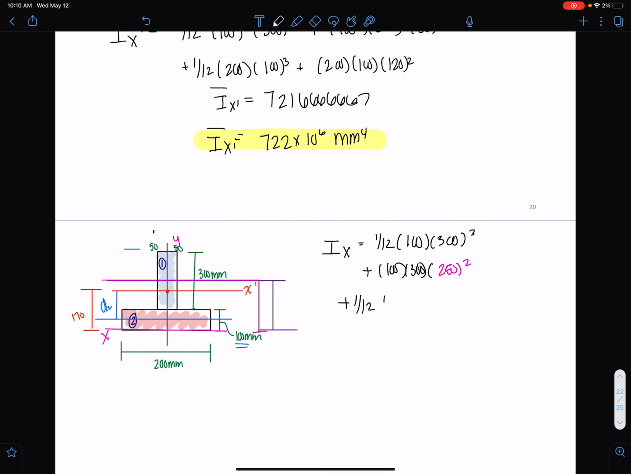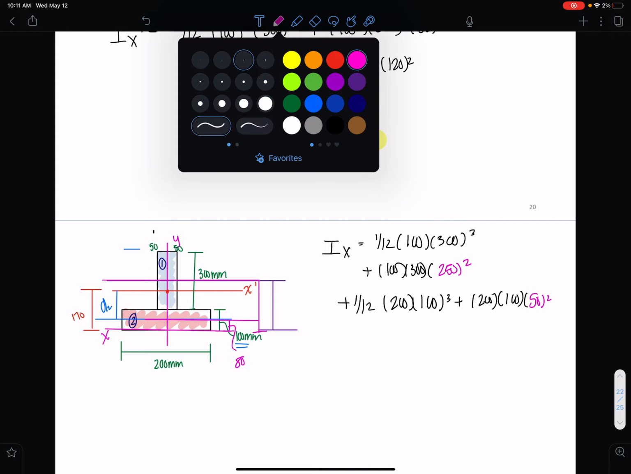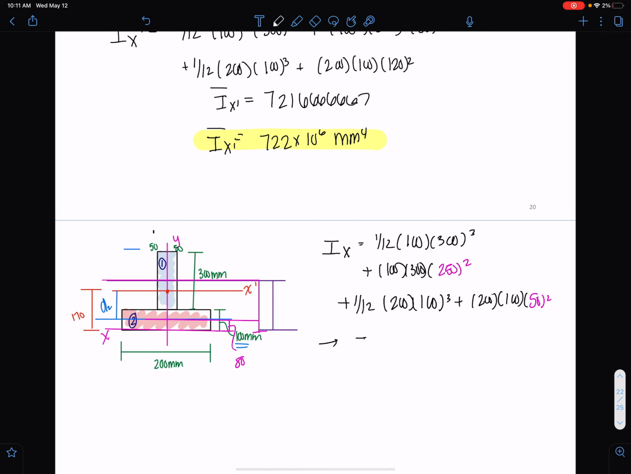Now the second area, 1 over 12 times 200 times 100 cubed, plus the area 200 times 100 times the distance now from the middle of this shape to the x-axis is just 50. And we get Ix equals 2.17 times 10 to the 6 millimeters to the 4th.